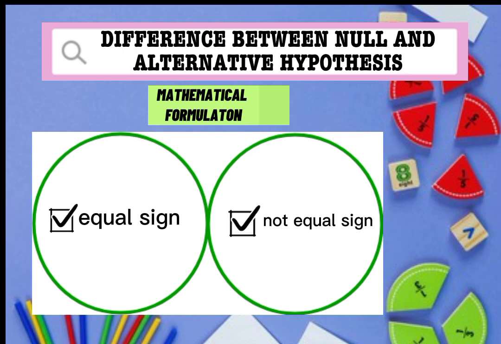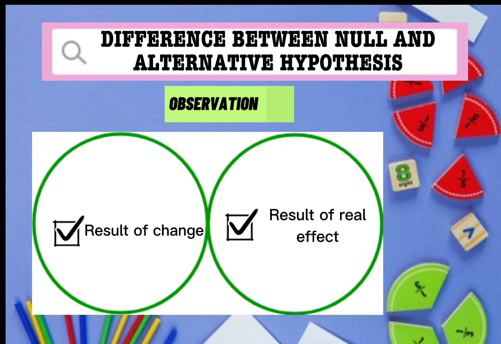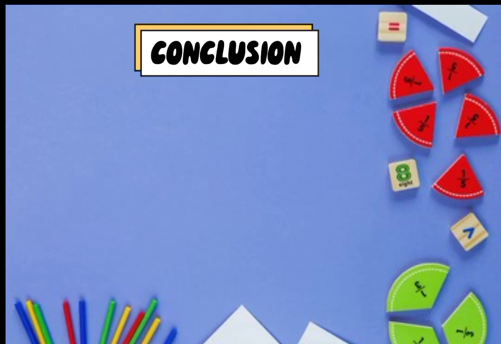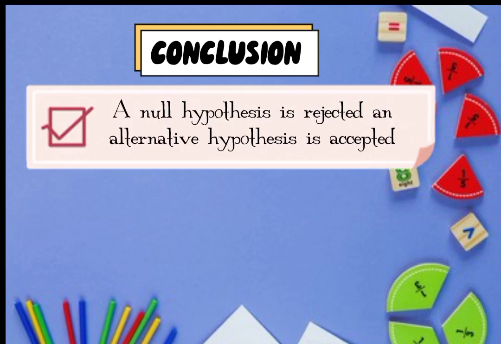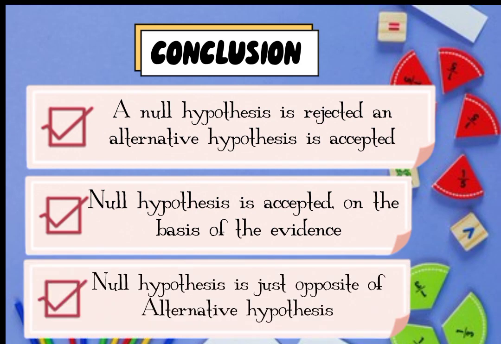Seven, mathematical formulation. The mathematical formulation of a null hypothesis is an equal sign, but for an alternative hypothesis it is a not equal to sign. Eight, in null hypothesis, the observations are the outcome of chance, whereas in the case of the alternative hypothesis, the observations are an outcome of real effect. So, there are two outcomes of a statistical test. First, a null hypothesis is rejected, an alternative hypothesis is accepted. Second, null hypothesis is accepted on the basis of the evidence. In simple terms, a null hypothesis is just opposite of the alternative hypothesis.